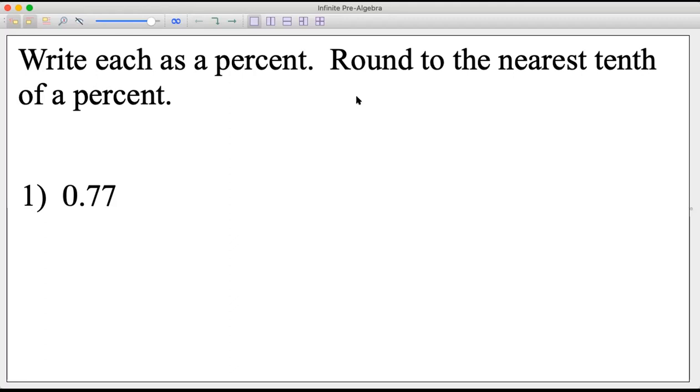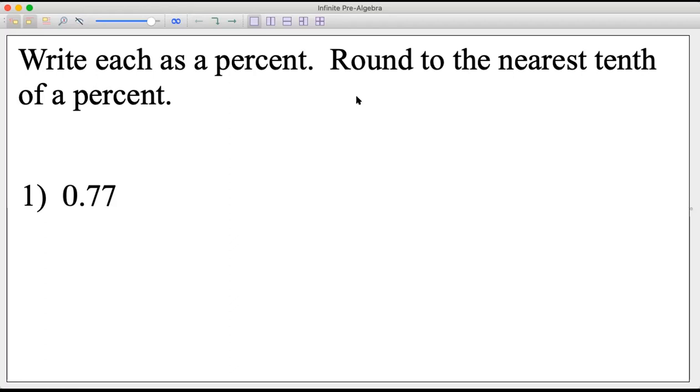You'll be given a problem. You can choose to write this one down. You don't have to. Hey, put all your stuff down and do exactly what I asked. You want steps for this? Step 1. Move the decimal place 2 places to the right. Step 2. Add a percent symbol. You're done. That's it. That's how you change a decimal to a percent.